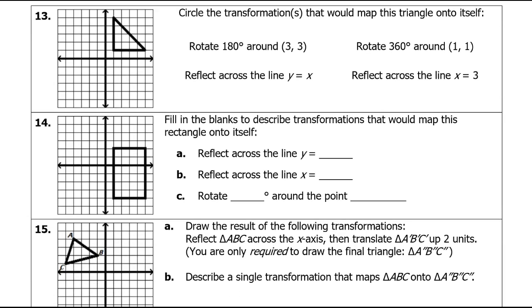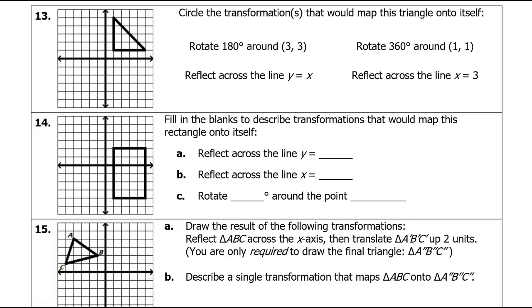The rest of these are talking about some other things that we've dealt with during this unit. So 13 and 14, we're trying to map a triangle onto itself, which just means that after we apply the transformation, we end up with an identical picture. So let's just take a look at each of these 4 options, see which ones work.